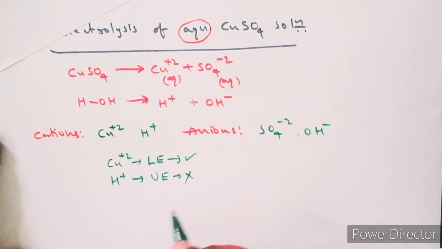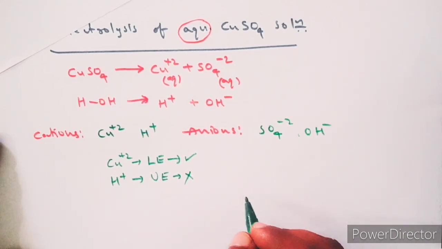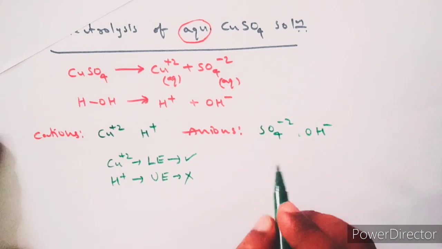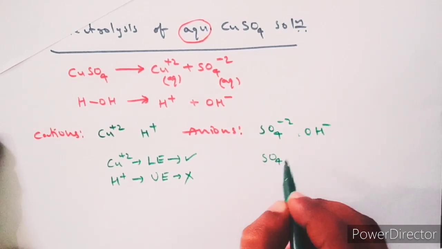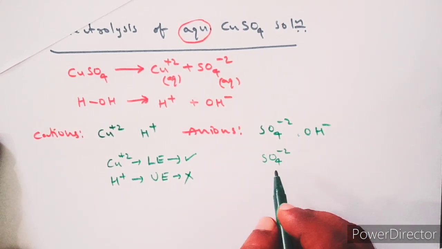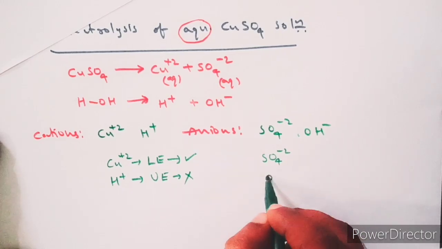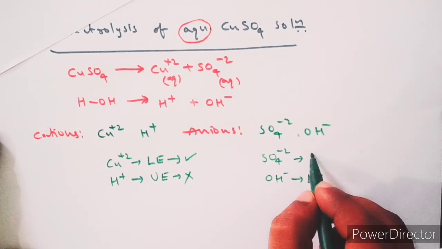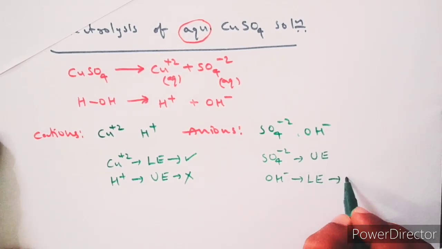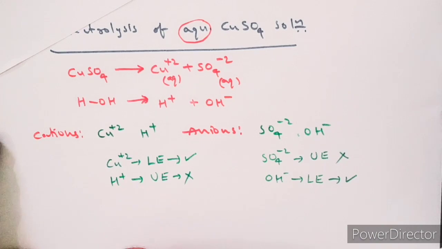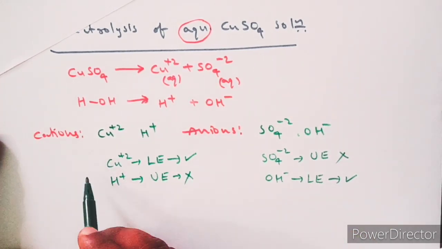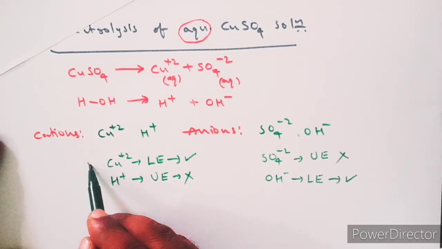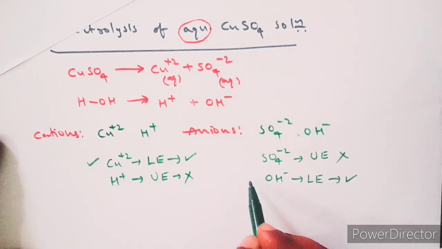And in case of sulfate and hydroxide, I told you, sulfate is the upper element, then nitrate, then hydroxide. So here hydroxide is the lower element and sulfate is the upper element. The lower element will be discharged, the upper element cannot be discharged here. At the cathode electrode, copper will be involved in the reduction. At the anode electrode, hydroxide ion is involved in the oxidation.